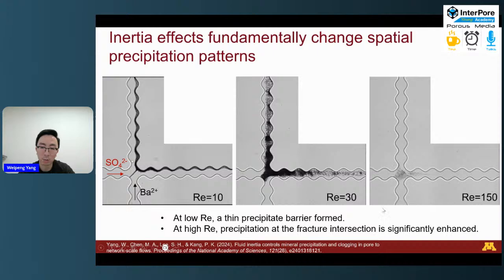And for the highest Reynolds number, we saw a significantly enhanced and very localized precipitation that occupies almost the entire intersection. This result indicates that the fluid inertia effect can fundamentally change the spatial precipitation pattern.